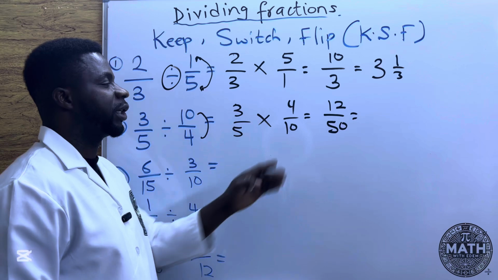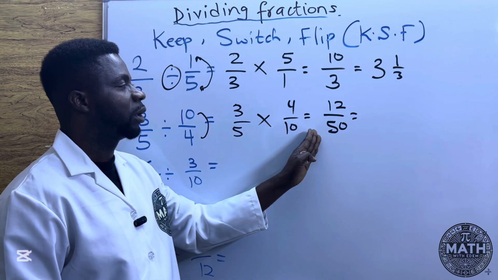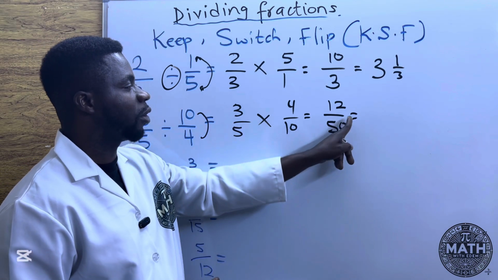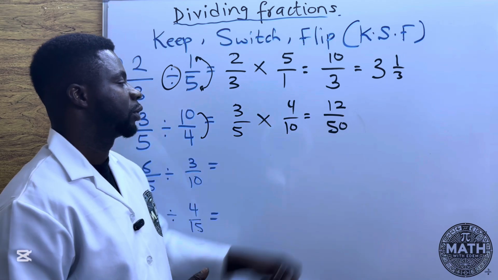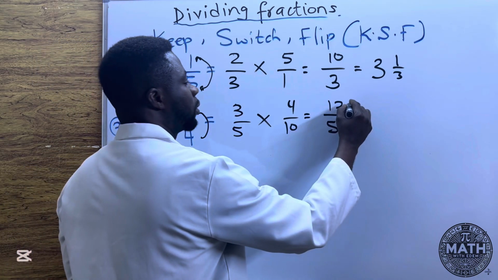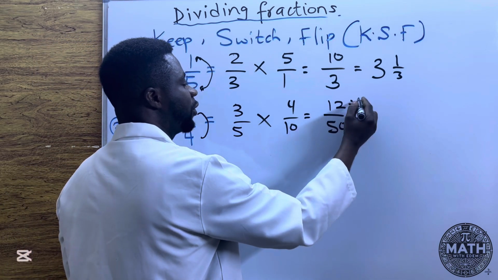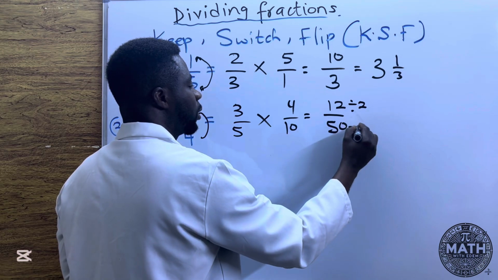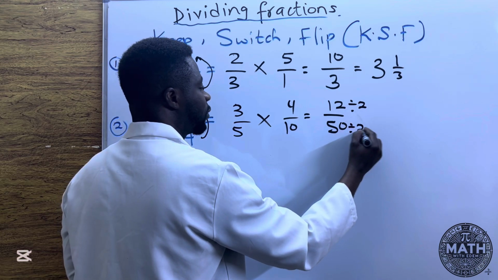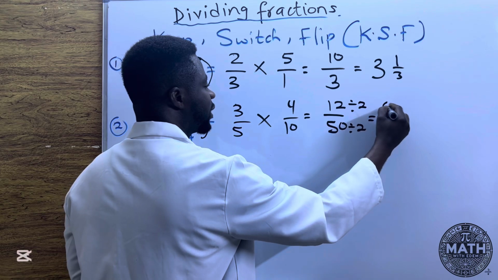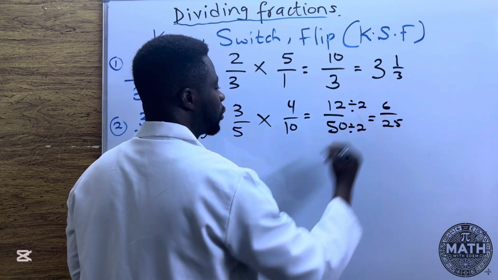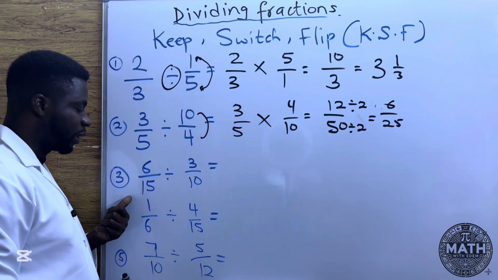Now, as you all know, this is a very big fraction, so it can be simplified to a smaller fraction. Let's do that. First of all, we can divide the numerator by 2 and divide the denominator by 2. So that is going to give us 6 over 25. Let's go to question number 3.